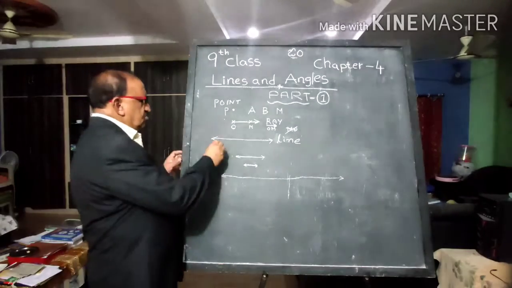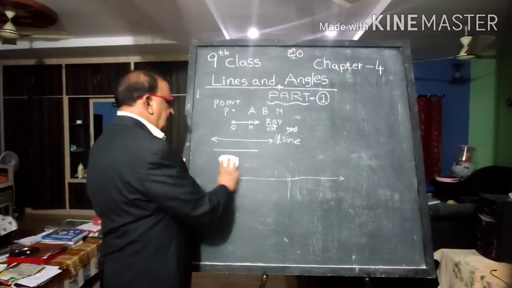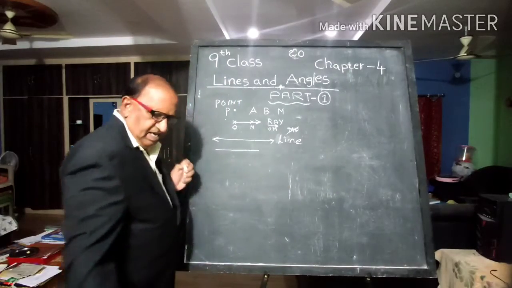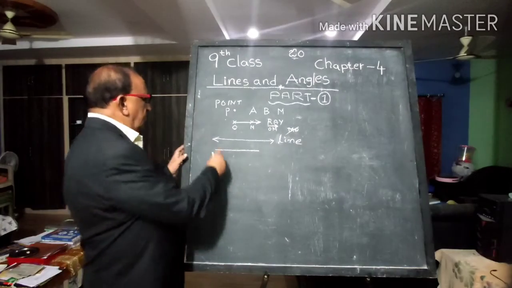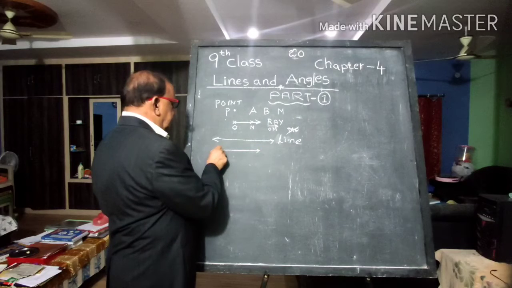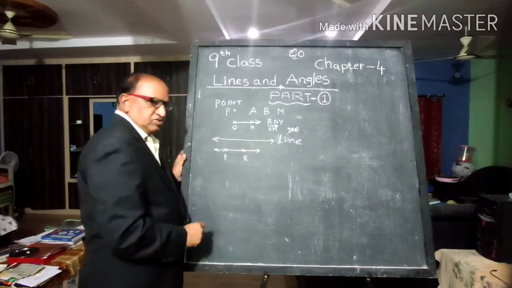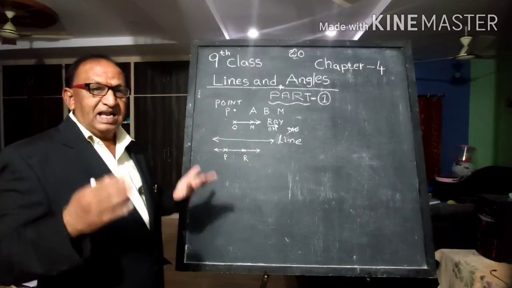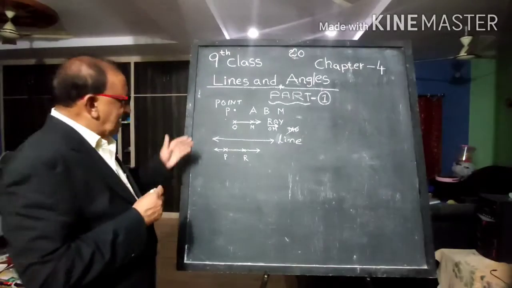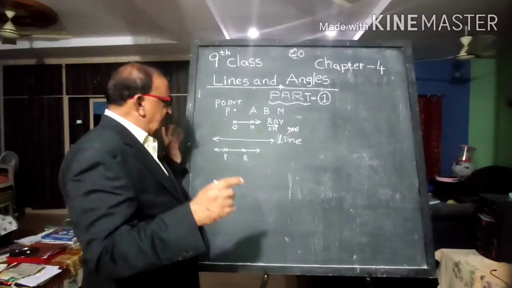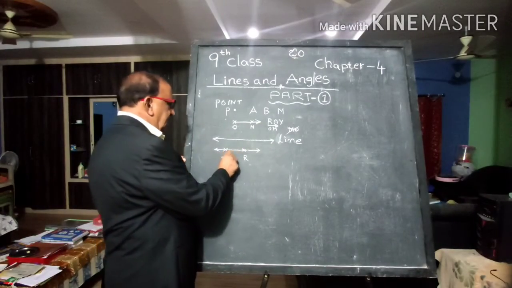Then we have what is called a line segment. So let me erase this and then move on to the line segment. A line segment is part of a line. If you take a line like this, and mark two points, let us say P and R, then PR is a line segment. It's a part of a line. A line is unending, whereas a segment has two endpoints. So PR is the line segment.